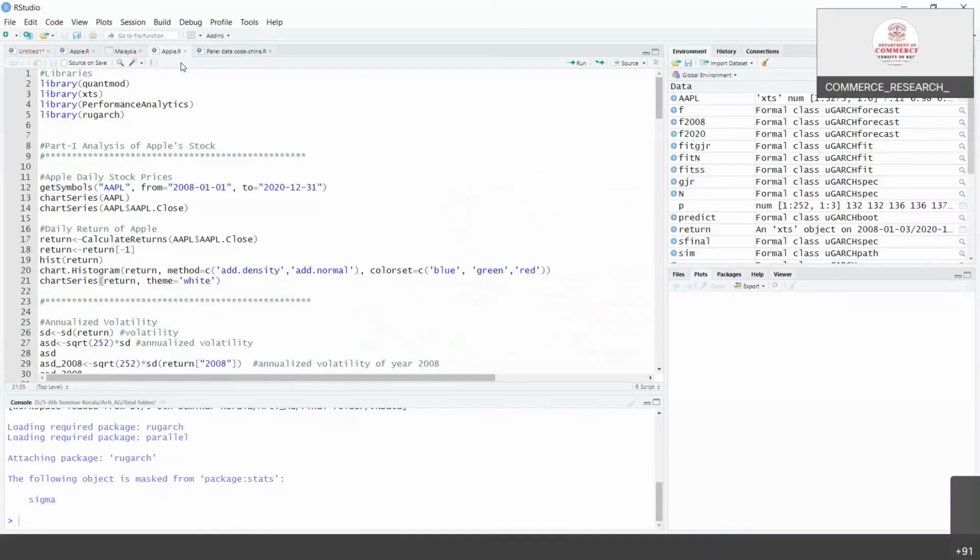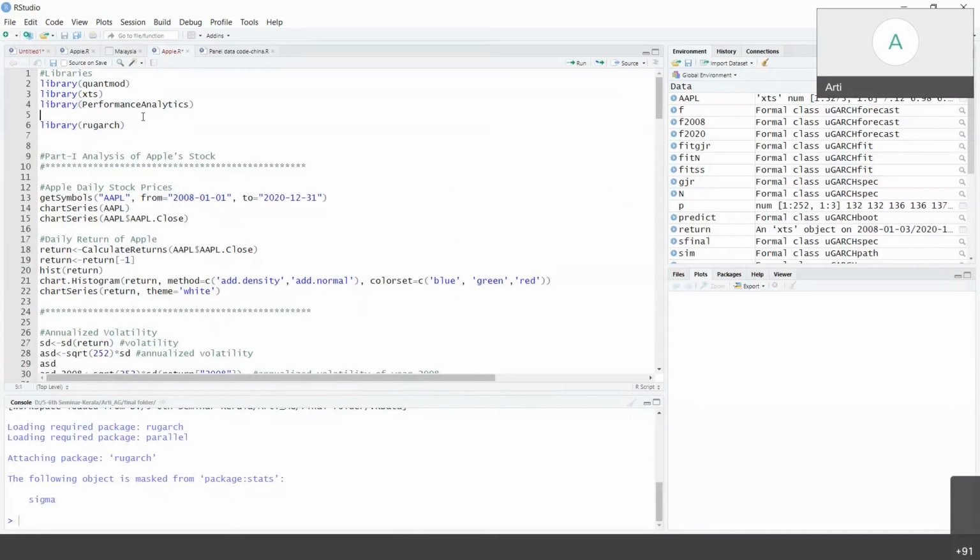So my first library is for when you want to access any of the financial data directly from online. There is a library called quantmod, and we have some other libraries, but I'm more interested to tell you about the GARCH modeling library. In R, first of all, you have to install the package and then run the library. I've already installed it, but for your convenience, I'm just typing it again.